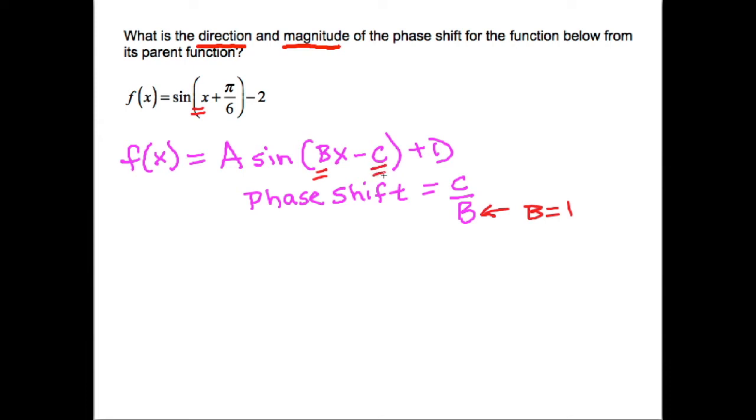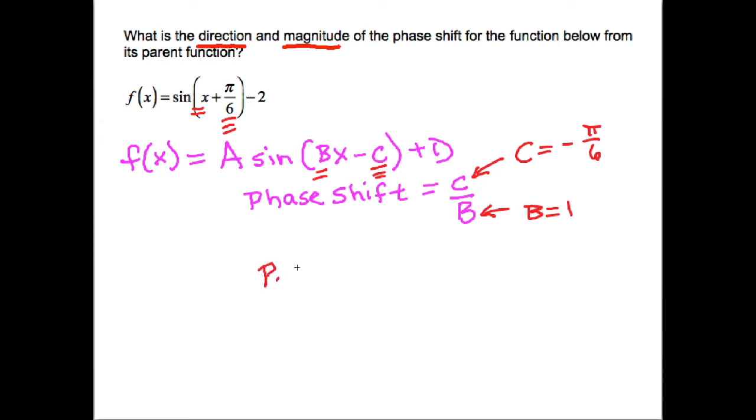Now for c, we have to realize that in the parentheses is bx minus a number. And after subtracting, we end up with a positive pi over 6. So that means c must be equal to negative pi over 6, so that when we have x minus a negative pi over 6, we see what's written, which is x plus pi over 6.